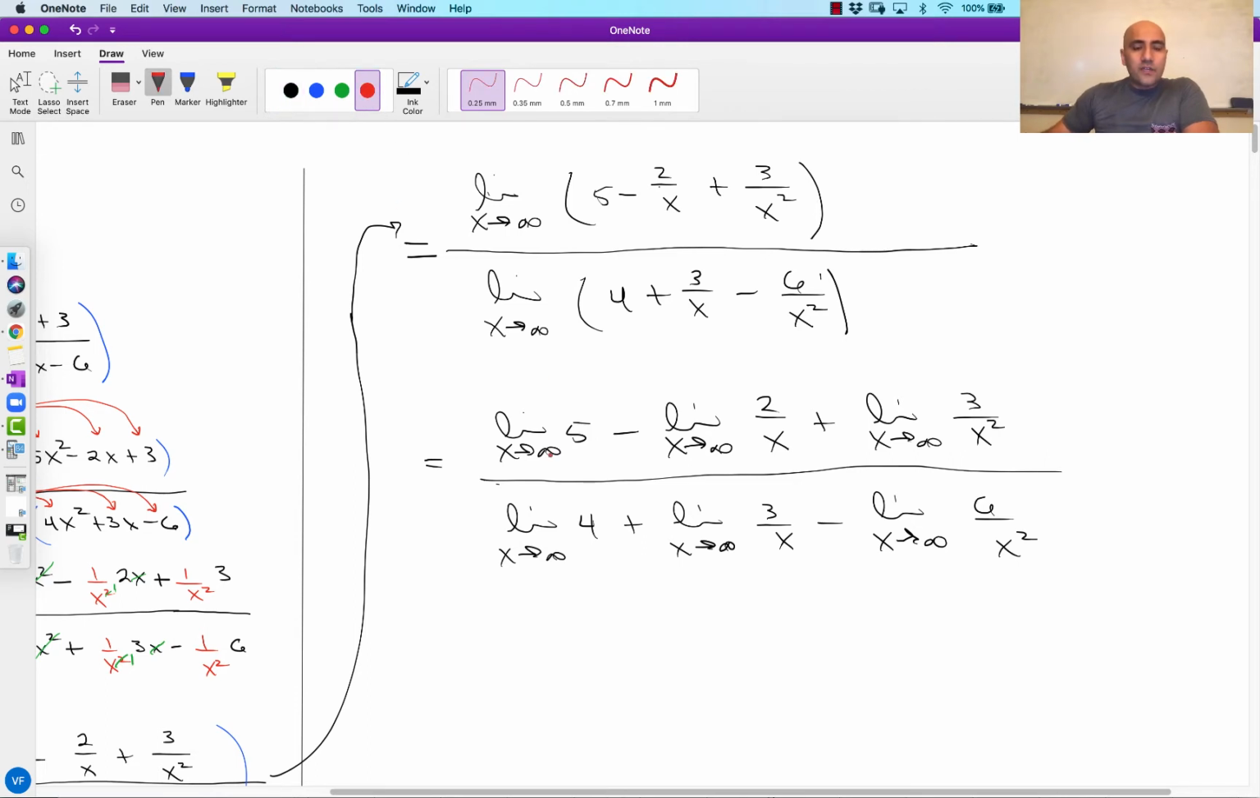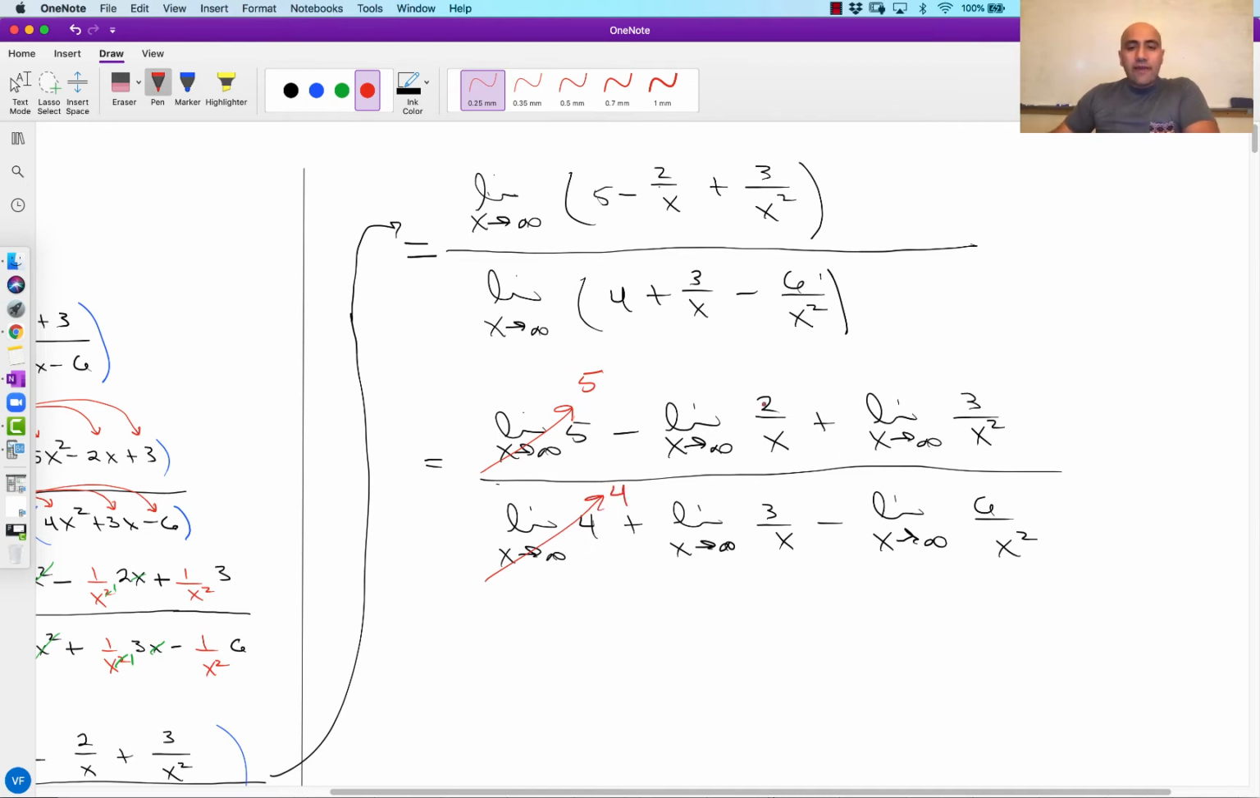So again, using our properties from before, this is just going to be a 5, right? The output is always 5. It doesn't matter what the input is, whether it's small or large, as long as it's in the domain, the output is going to be that constant. This is that horizontal line y equals 5, and this is going to be the constant 4.